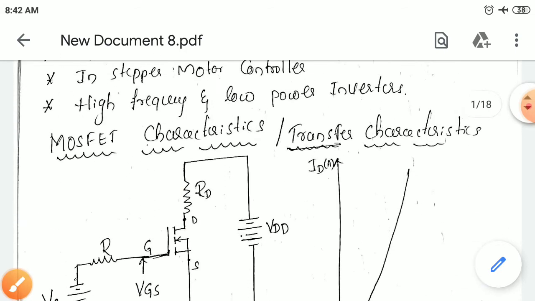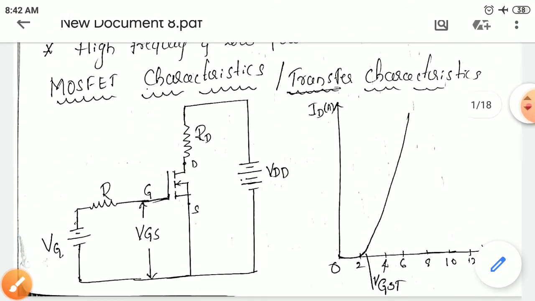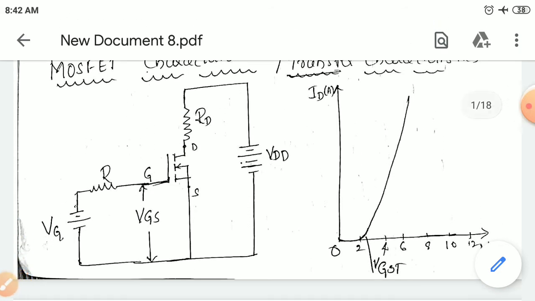So for the MOSFET there are two characteristics: input or transfer characteristics, and output characteristics. In the case of input or transfer characteristics, what happens? By keeping VGS constant, VG constant, we are varying the VDS. Then in the output characteristics, by keeping the VG constant, we are varying the output.